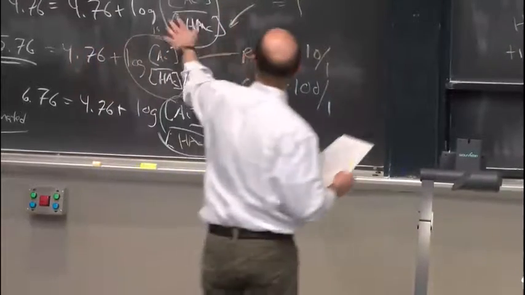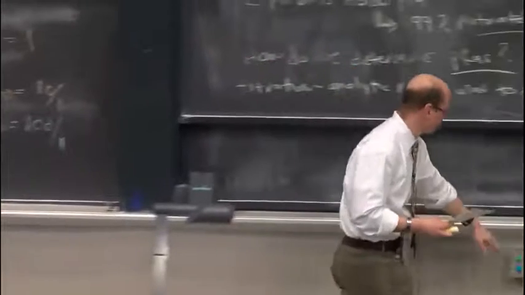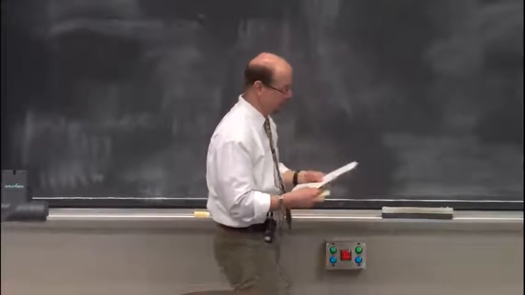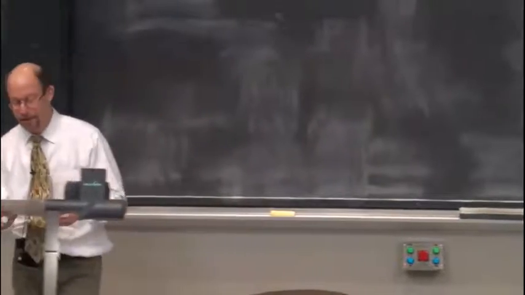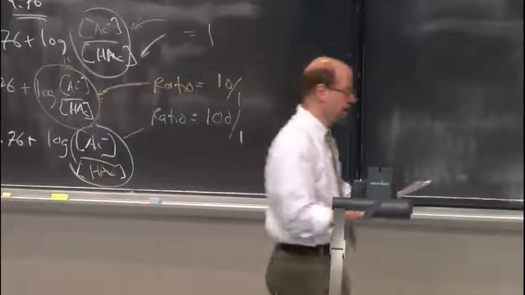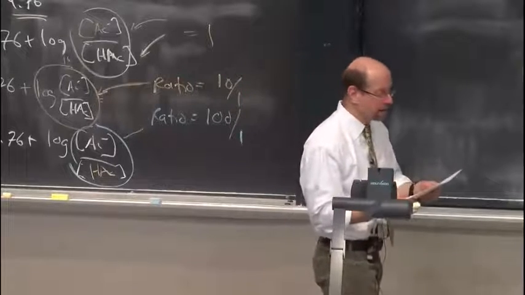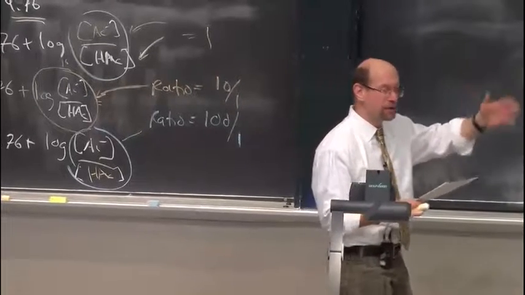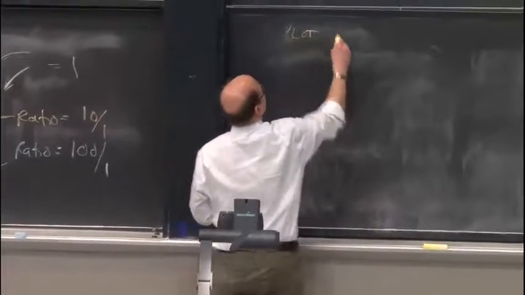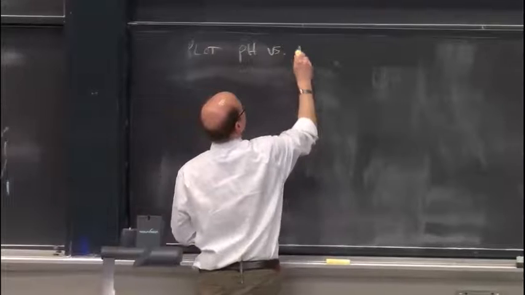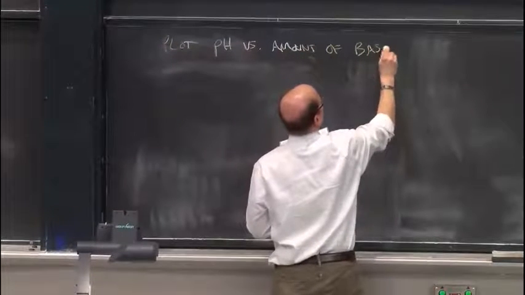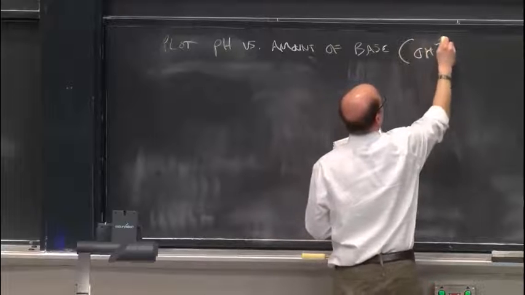Let's figure out experimentally where that pKa for acetic acid came from. We're going to titrate in some base and keep measuring what happens to the pH as we do that. We're going to plot the pH versus the amount of base, in this case hydroxide anion that we add.